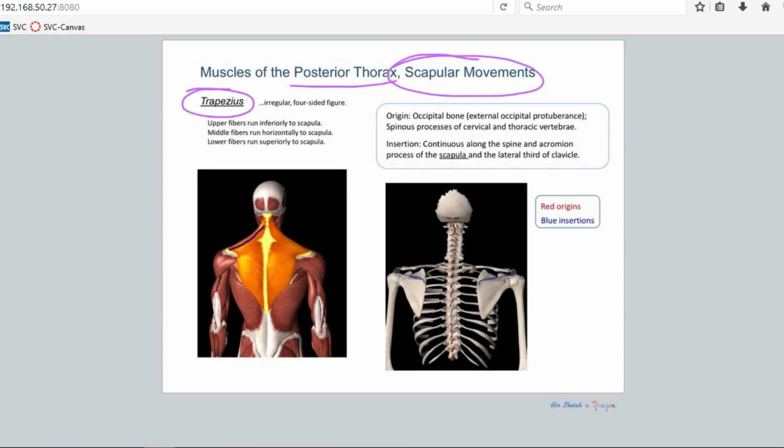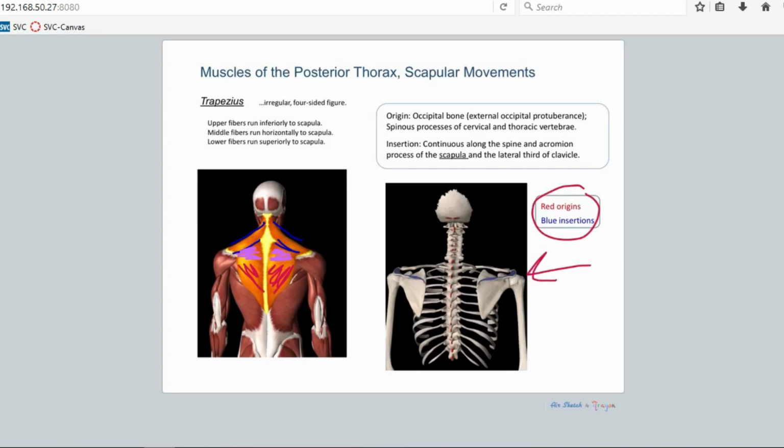And there's a few different parts of the trapezius. We have what are called these upper fibers, then we have these middle fibers, and then we have these lower fibers. Now this diagram over here shows you the origins and insertions for this.